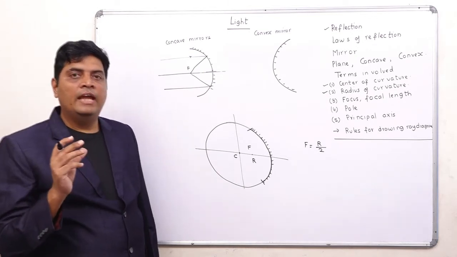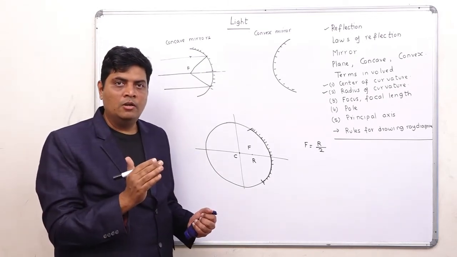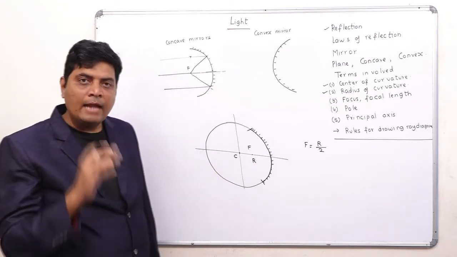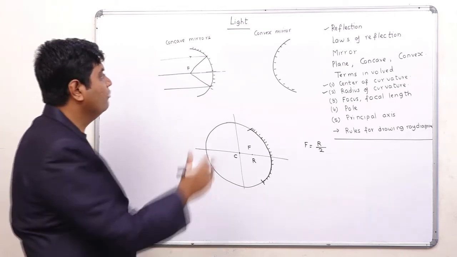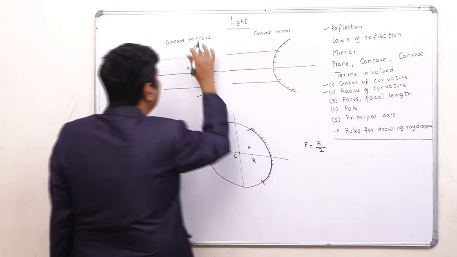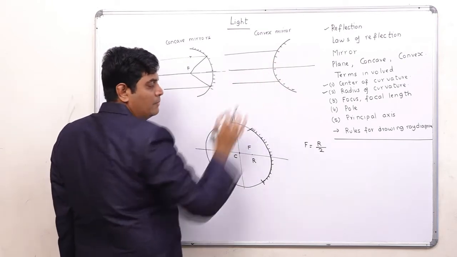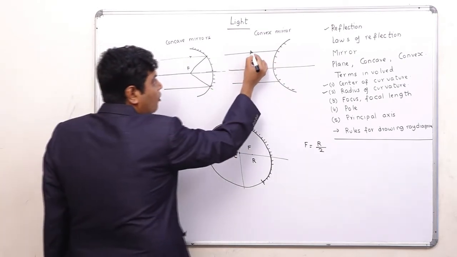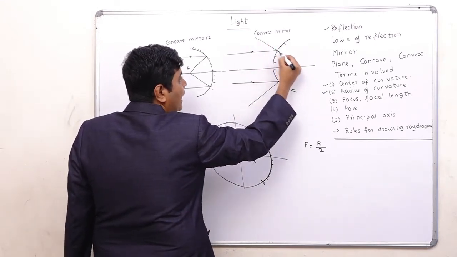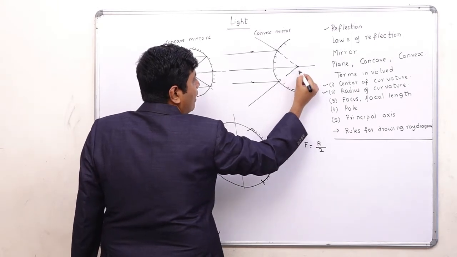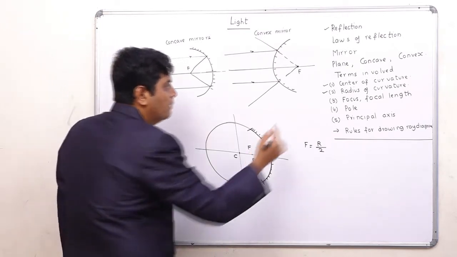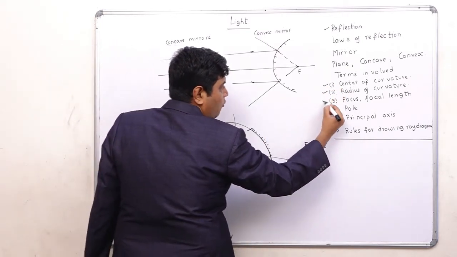We have to remember these things for solving the numericals. So what is the focus? In case of a concave mirror, parallel rays of light, after reflecting, converge at one point, and that point is known as focus. In case of a convex mirror, the rays of light diverge. See, concave mirror is known as converging mirror and convex mirror is known as diverging mirror. So when rays of light fall on a convex mirror, they diverge and appear to come from one point, and that point is known as focus. Okay? So we have studied about center of curvature, radius of curvature, focus.